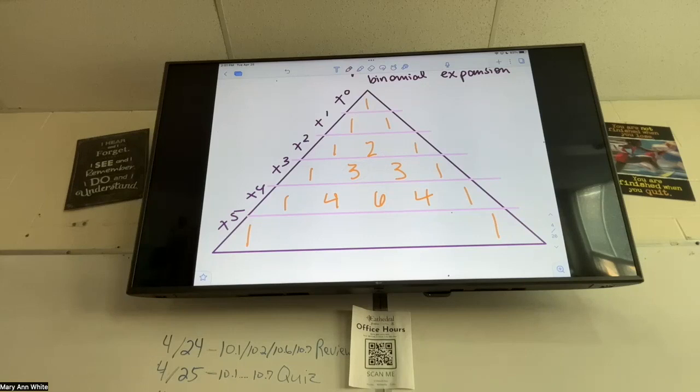Similarly with the line below it, this 4 comes from 1 plus 3. Where does the 6 come from? 3 plus 3. And then this 4 comes from 3 plus 1. Okay, so all of that being said, let's find the next row.